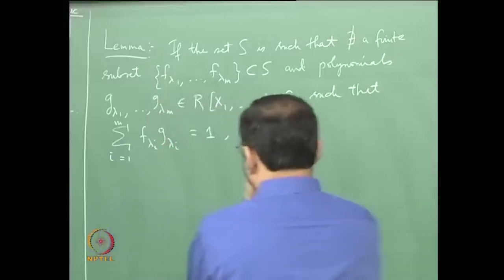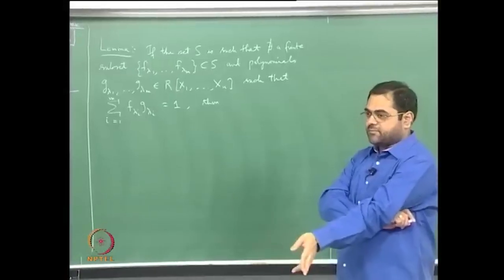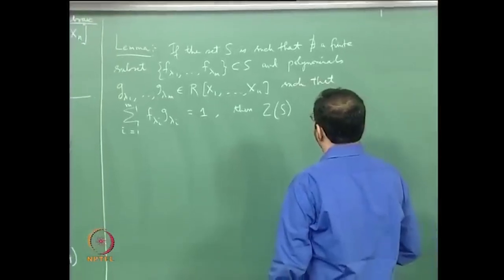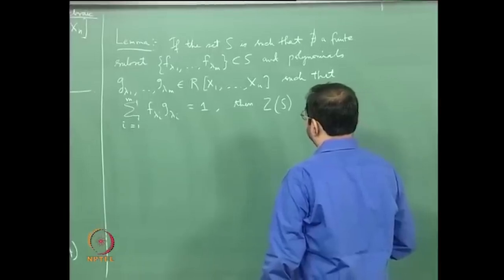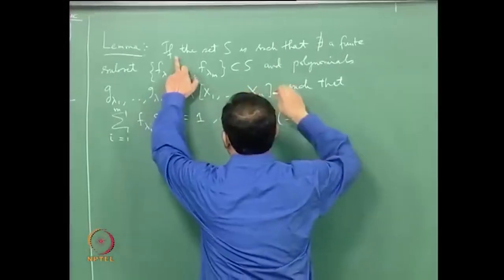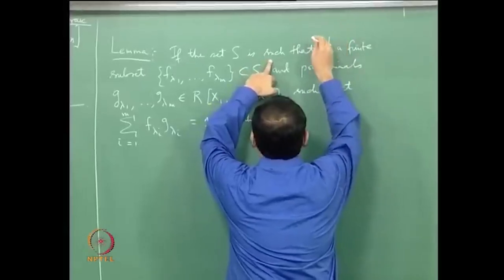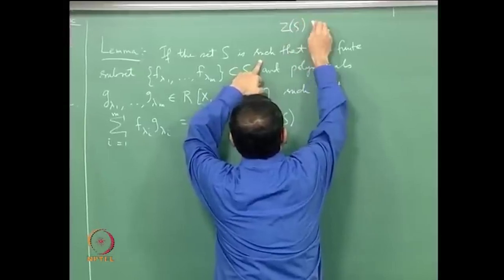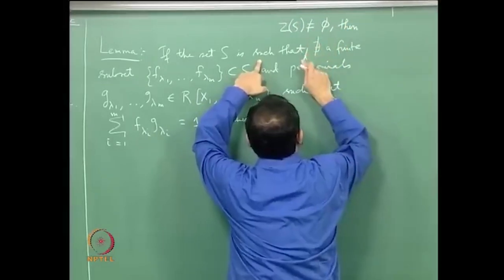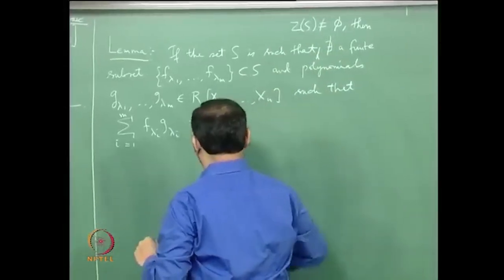So there is one part of the lemma which is very trivial, there is the other part of the lemma which is actually the Null-Stellensatz when R is an algebraically closed field. So let me say that correctly. I have to modify this statement a little bit. So let me make a small modification. If the set S is such that Z of S is non-empty, then there cannot exist a finite subset such that this is equal to 1. So this is a statement.